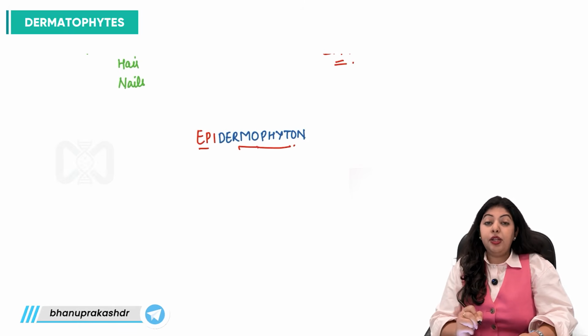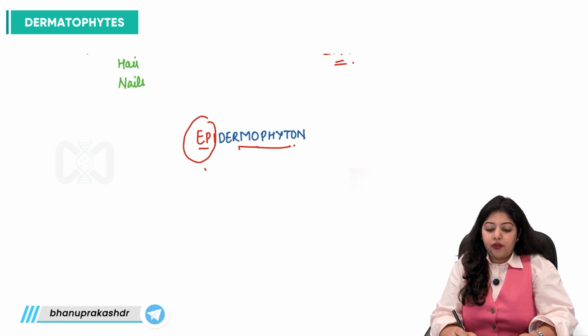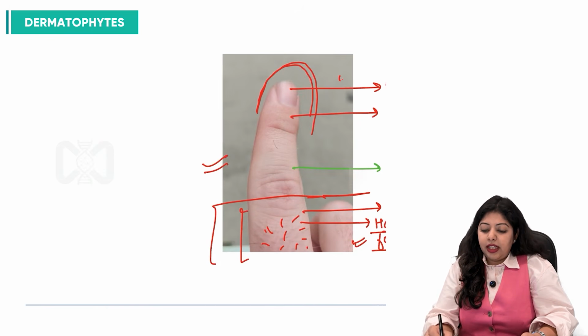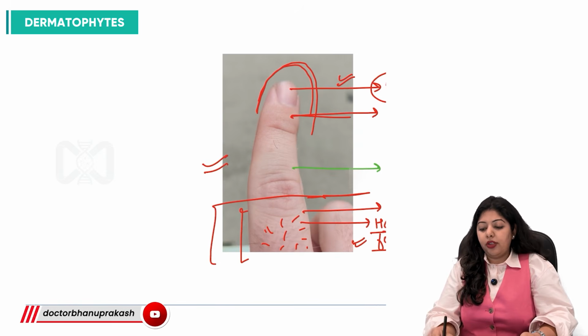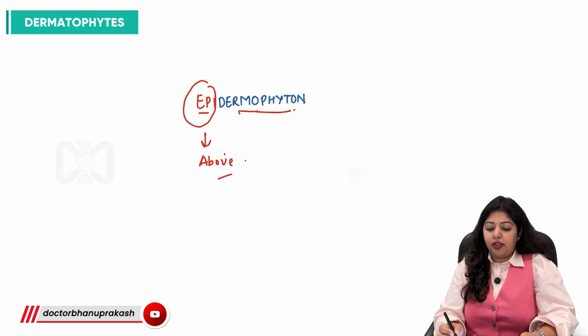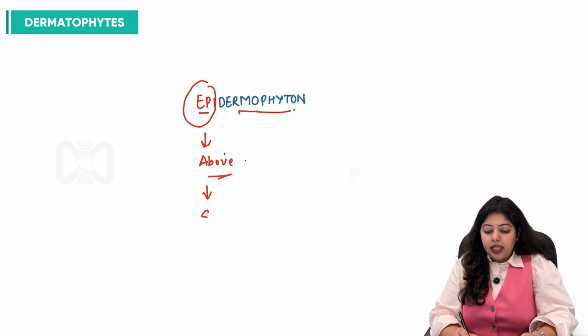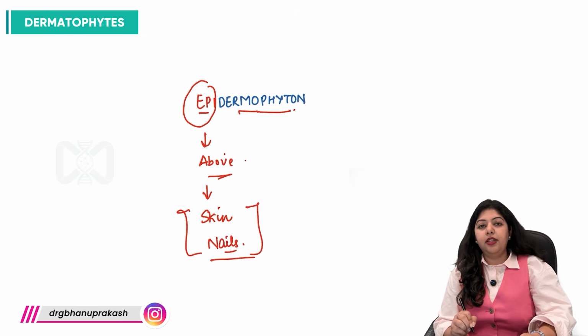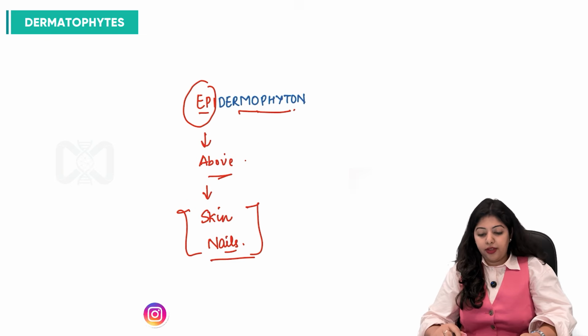And then we have Epidermophyton. Epi stands for anything which is above. And what do we have on the above section of the finger? We have just the nail along with the skin, right? So in Epidermophyton type of infection, the dermatophytes will be involving skin as well as nails, right? Two structures are again getting involved in Epidermophyton infections.